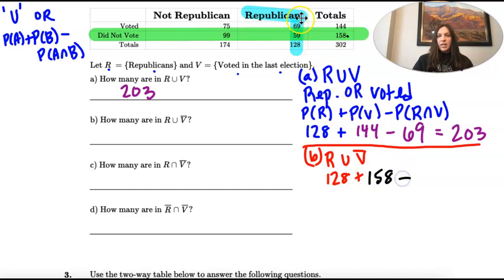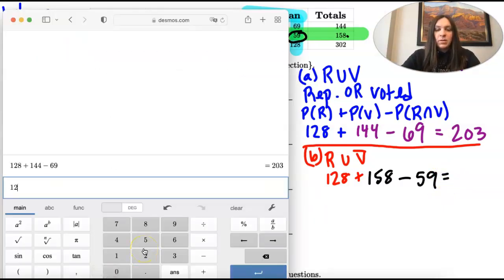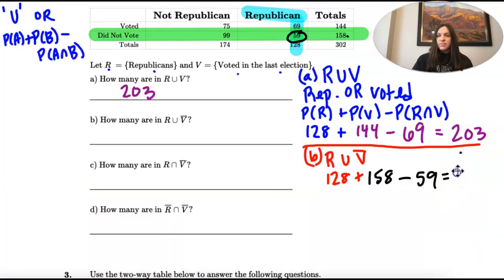But look at what we highlighted twice. This 59 got highlighted the first time and the second time. So we have to take out the second time and subtract it. So 128 plus 158 minus 59 is 227. So what that means is 227 people are Republican or they didn't vote.